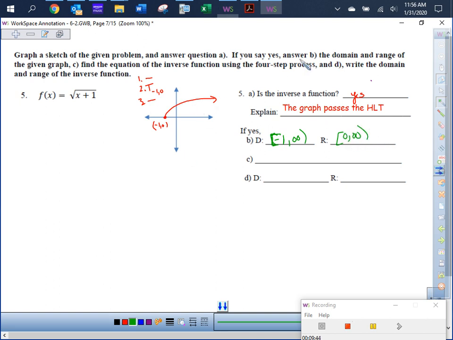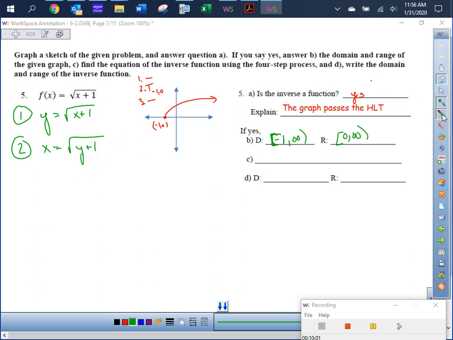So cool with that. Part C was do the 4-step process. We'll change that to a Y. And step 2 is switching X and Y around. That's the true inverse step. And then the question is, what should we do next? Should we get rid of the square root or should we get rid of the plus 1? Well, this is all underneath the radical. We've got to get rid of the radical first before we can start subtracting the 1.